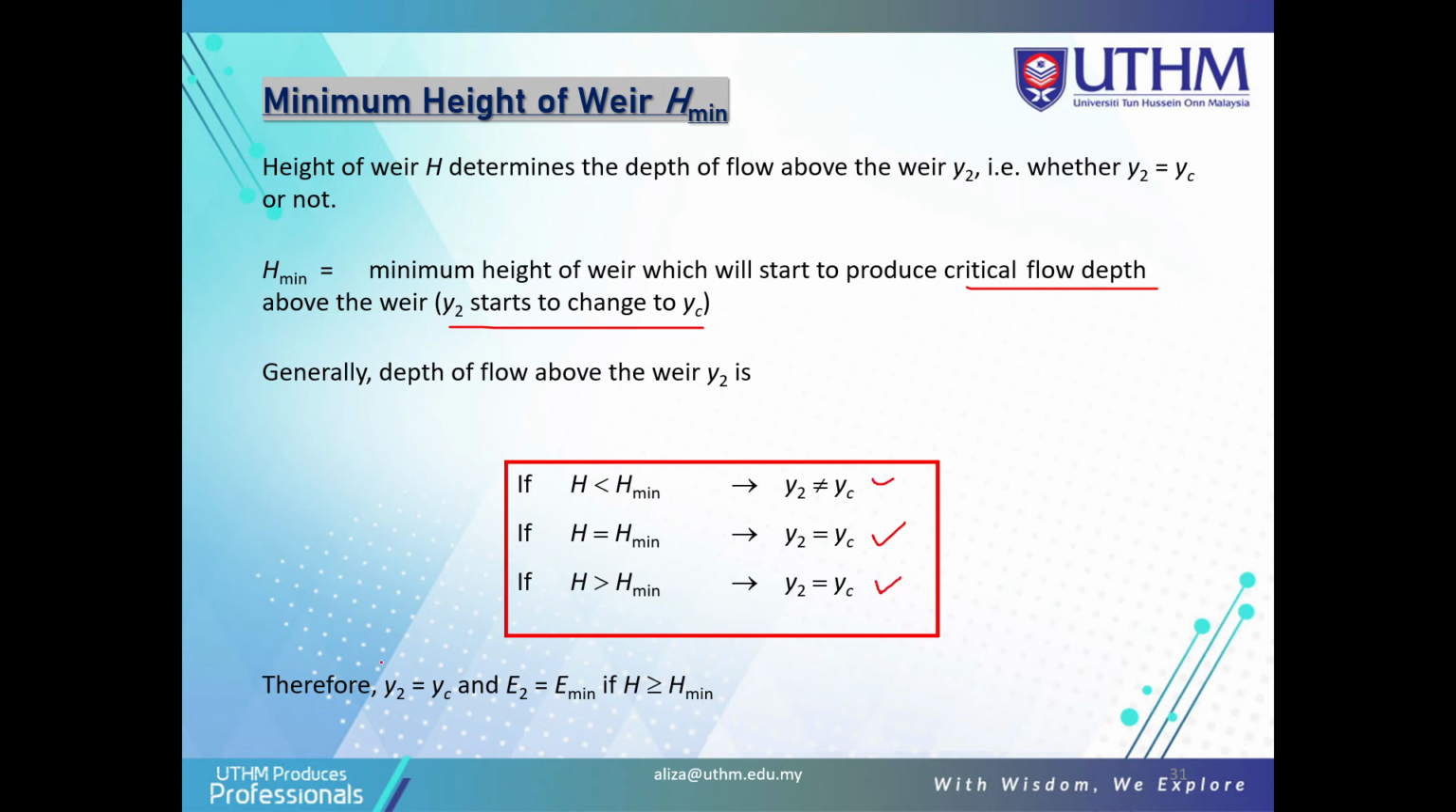condition here, therefore Y2 is equal to YC and E2 is equal to E minimum, if H is more than H minimum or H is equal to H minimum. So based on this condition, we get Y2 is equal to YC and E2 is equal to E minimum. Okay, based on this concept.